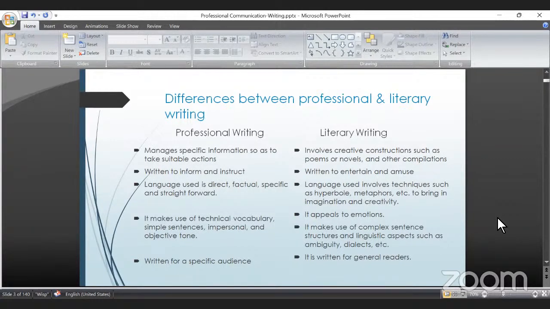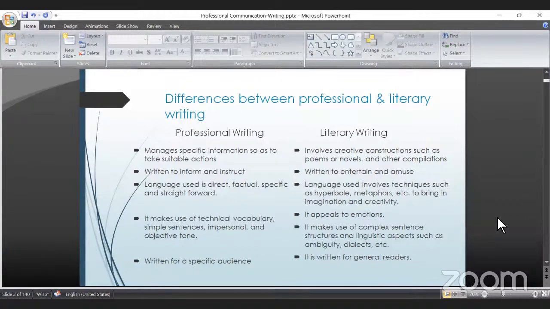So what does objective tone mean? There is no place for assumptions in professional writing. You can't write sentences like I think or I believe. These things have no space in professional writing. Whatever you write will have to come from an authentic source, something that is verified and proved. Unless that happens, you cannot push it into the professional writing domain. So that is what objectivity or objective tone means in professional writing.